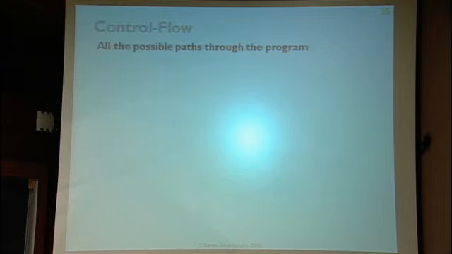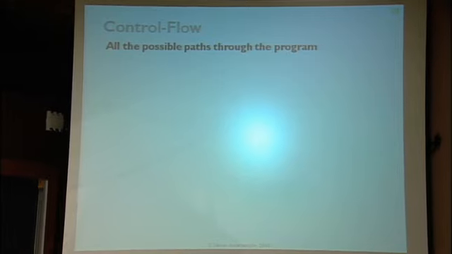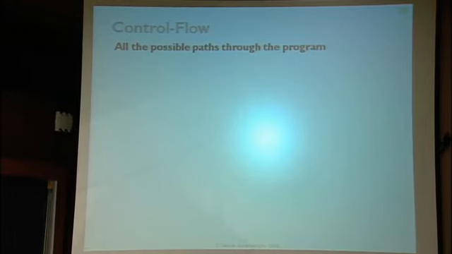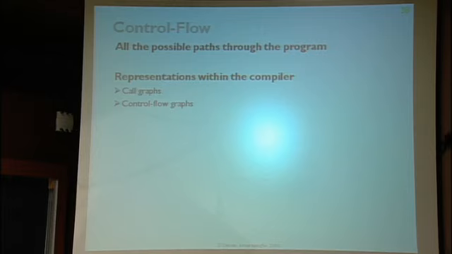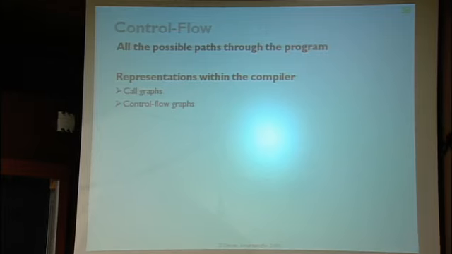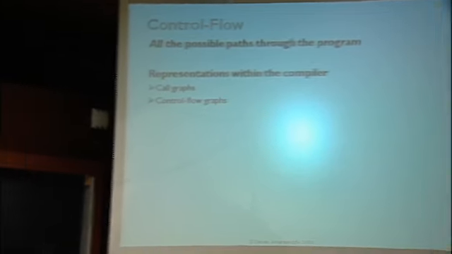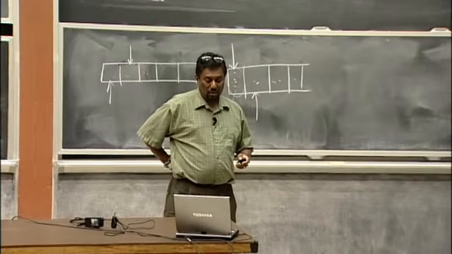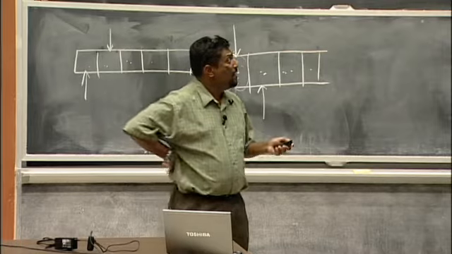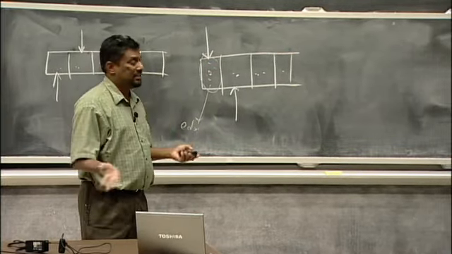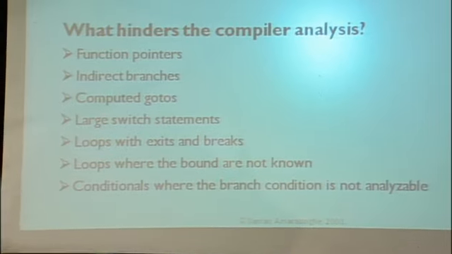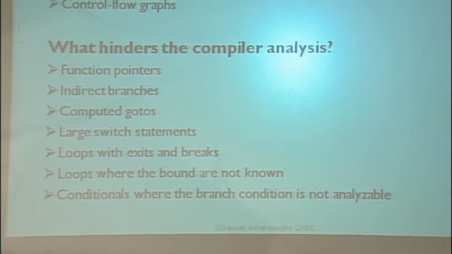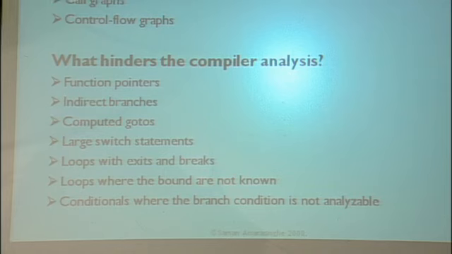So first of all, control flow. That means it has to work on all possible paths of the program when you execute that. And the way you look at it is you have call graphs at the high level, all the calls in here, and control flow graphs within the method or a function, how control goes around. And what makes it hard for the compiler to analyze this? A bunch of things. If you have function pointers, you probably haven't done function pointers, but if you have function pointers in there, the compiler says, oops, I don't know where it's going. I have to be very careful.